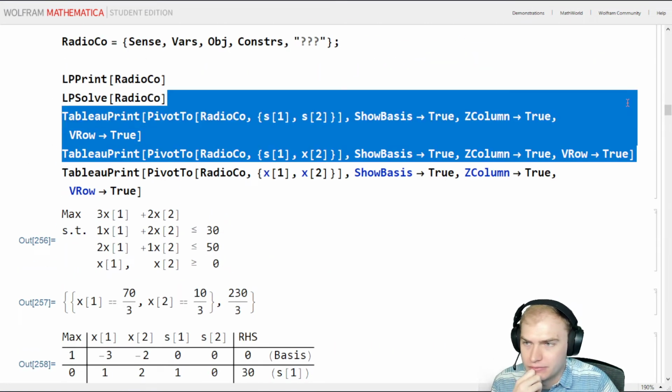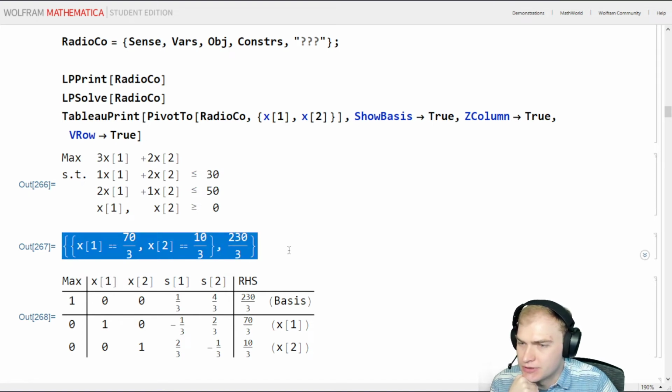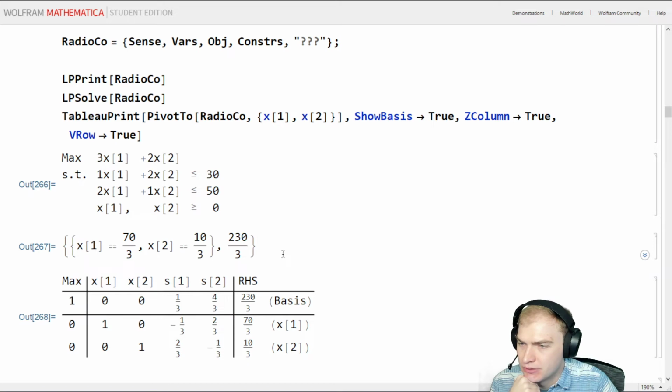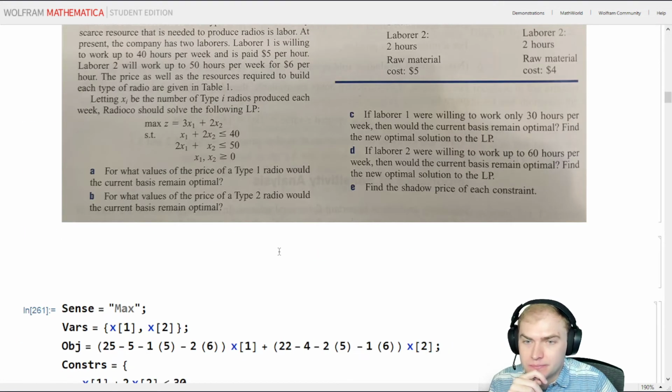Let's get rid of these. We don't need this. So it looks like it's still optimal. The solver is still giving the same value as our tableau for that basis. So it looks like 30 hours is still optimal.